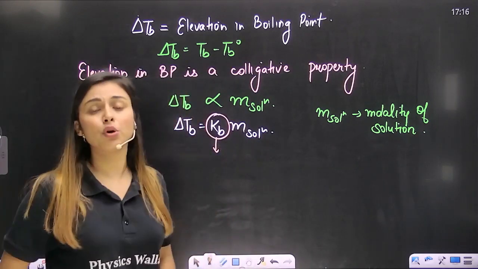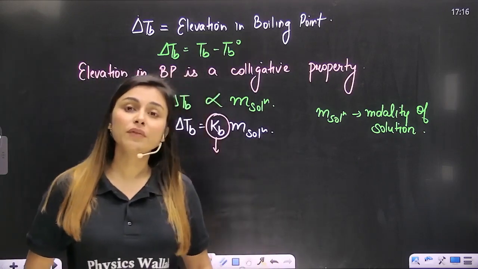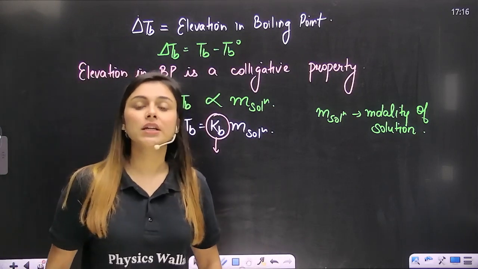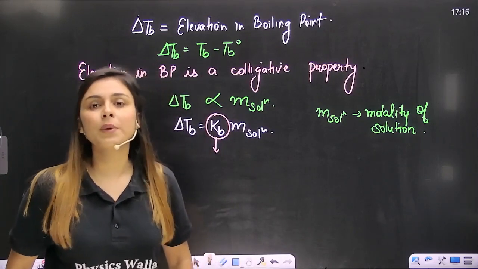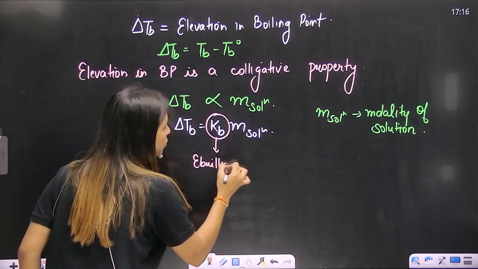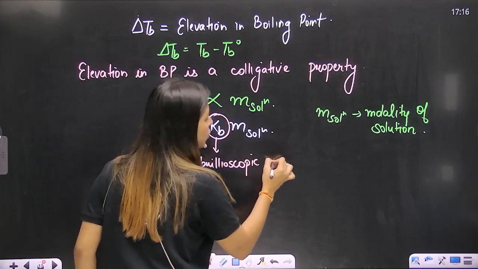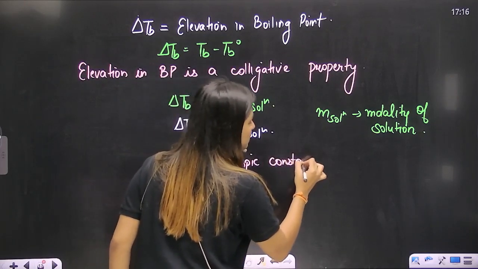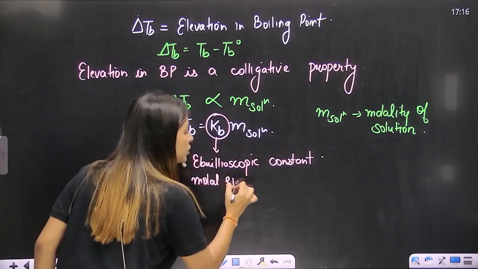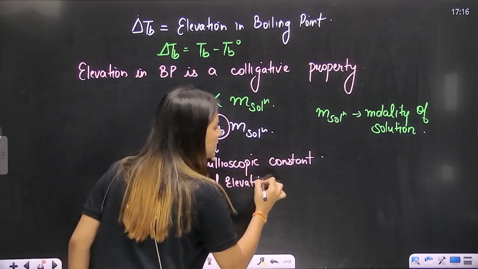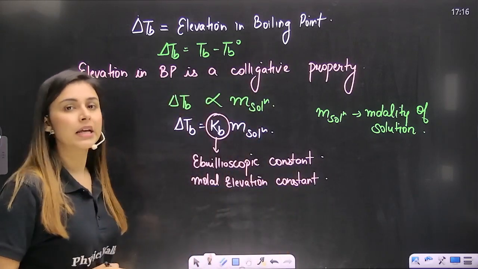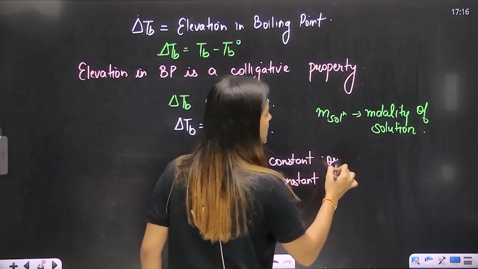It has a very important role to play. There are a lot of questions that are asked from this part, my dear students. KB is actually known as the ebullioscopic constant. My spelling could be wrong, just check it. Or it is also known as molar elevation constant. These are the names with which it is known.